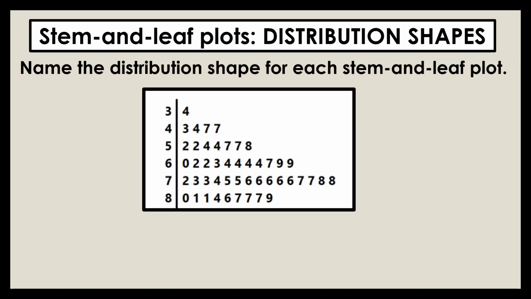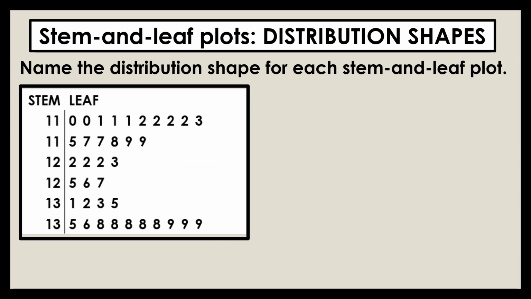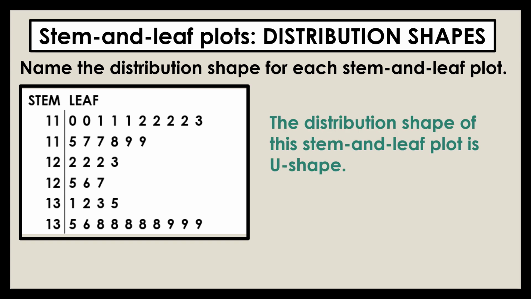Here's another one. The tail, once again, is going towards the lower values, but the longest row is not the very bottom. So it is not J-shaped. It is negatively skewed, left skewed, or skewed to the left. There are a few different ways that you can say that. Here's another one. This is symmetric, but more specifically, because the longest rows are on the very top and very bottom, this distribution is U-shape.